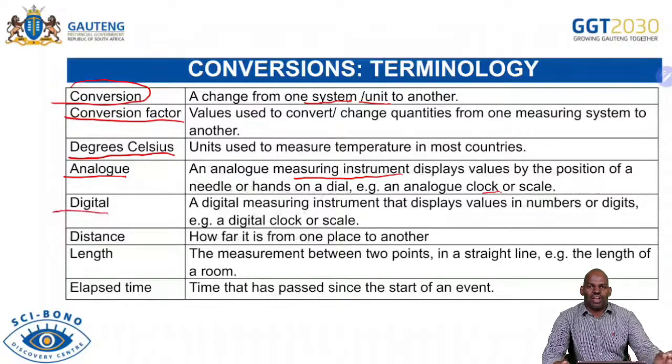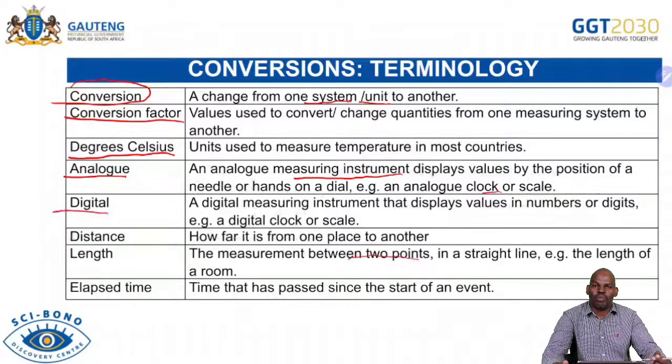We also have the length. Most of us would confuse a distance and a length. They are more or less the same, but when we talk about a length, we are talking about a small measurement. It's just a smaller measurement. So this one we say the measurement between 2 points in a straight line, for example, the length of a room.